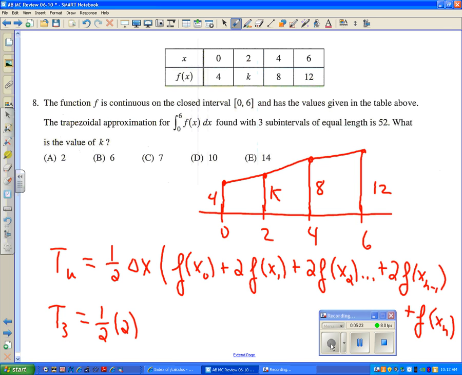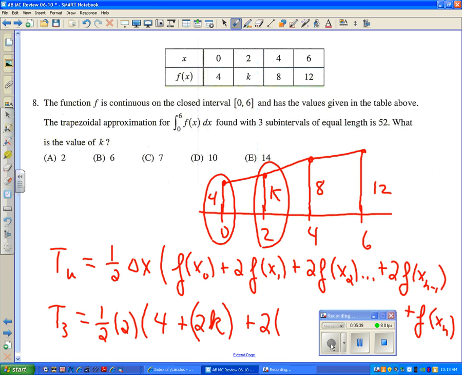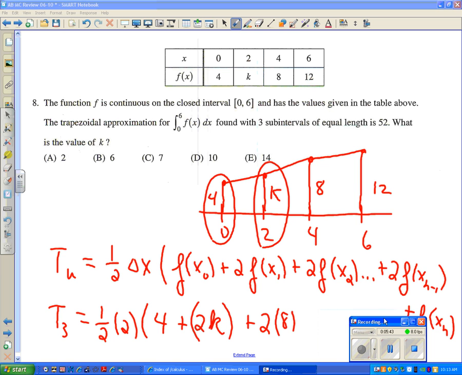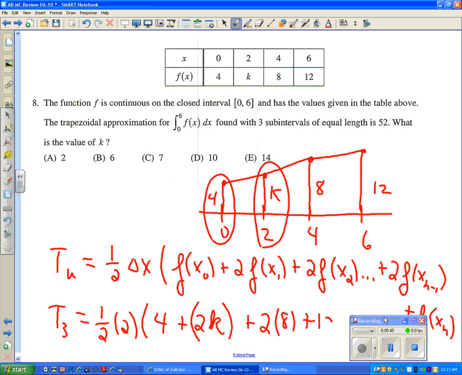My first height is 4. So I got a 4 plus, and then I've got a 2 times k, because this is doubled up. I don't know how tall that one is. And then I've got a 2 times 8, and then I've got a 12 on the end. Let me slide this over and write my 12.